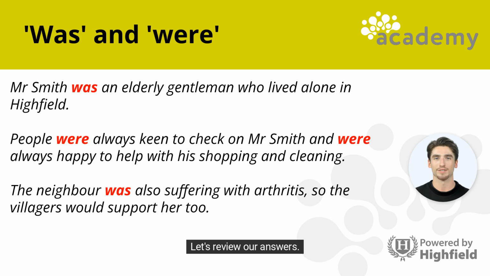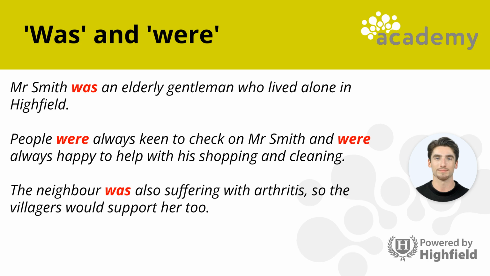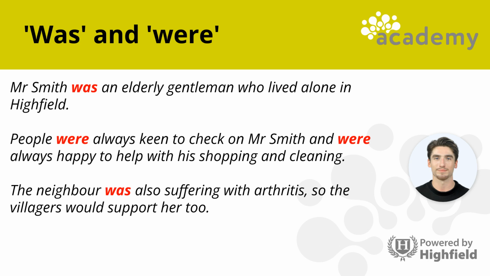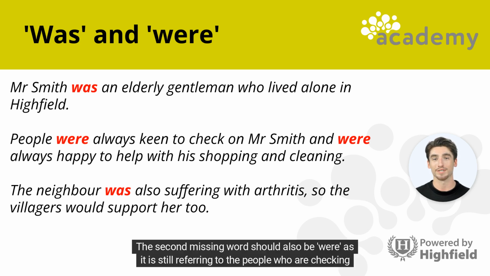Let's review our answers. Mr. Smith was an elderly gentleman who lived alone in Highfield. We use the word was, as there is only one Mr. Smith. People were always keen to check on Mr. Smith and were always happy to help with his shopping and cleaning. The word were is used because there are multiple people, making the sentence plural. The second missing word should also be were, as it is still referring to the people who are checking on Mr. Smith.